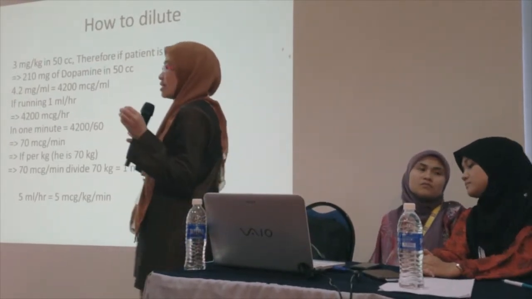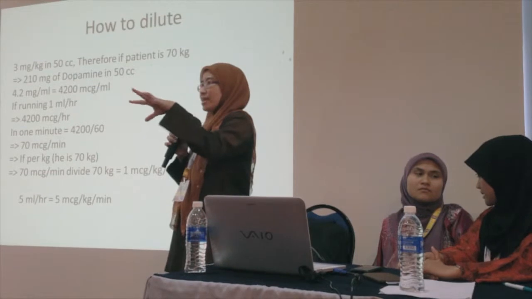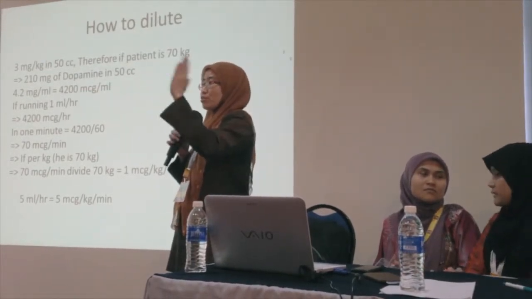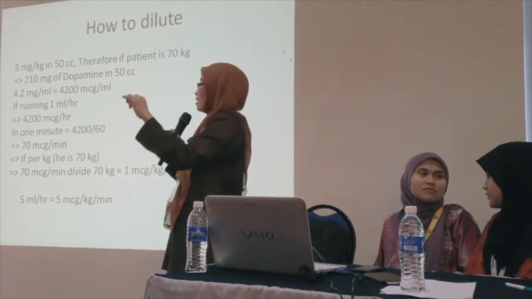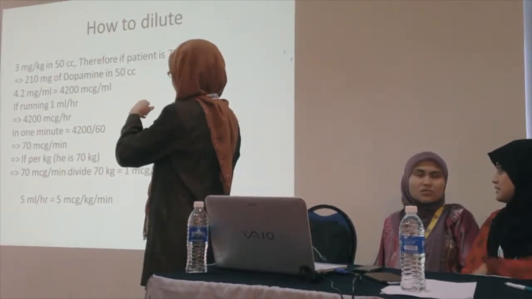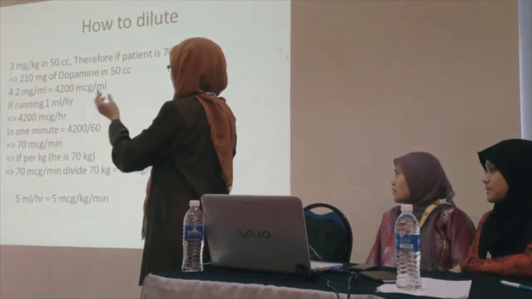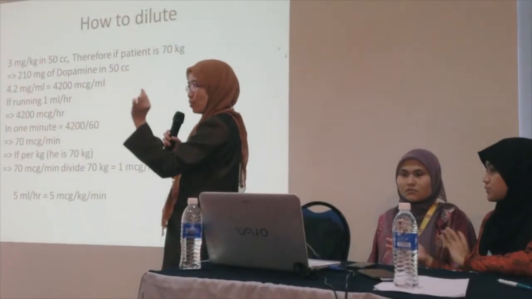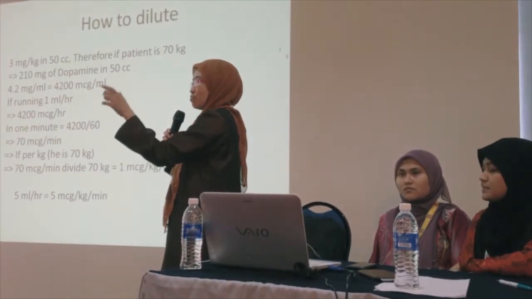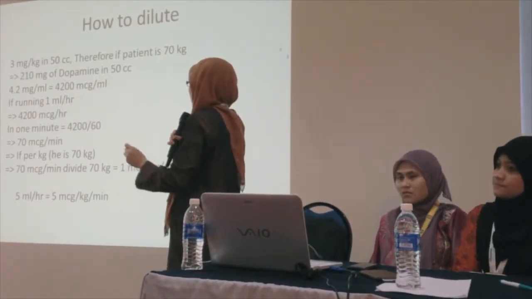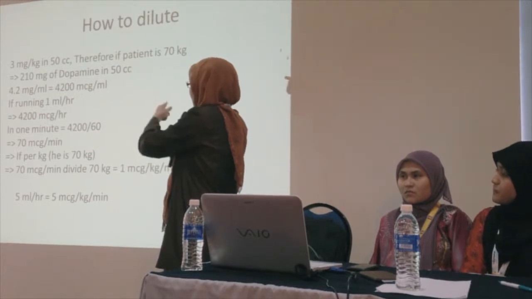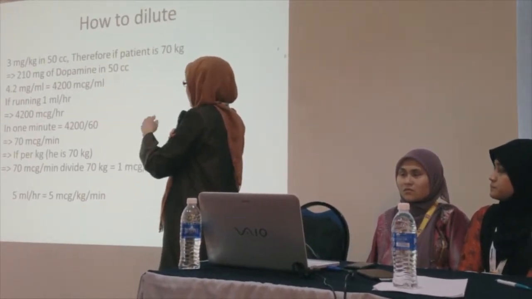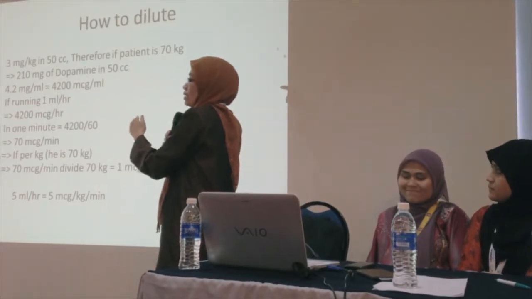Basically kita punya dose kita nak 3 mg per kg. So we roughly guess patient berapa kilo. Patient katakan 70 kilo. So 3 mg per kg, 3 times 70 is 210 mg. So 210 will be 1 ml of dopamine and a bit more lah if you want to be really strict, lepas tu kena buka satu lagi ampule. So 210 mg in 50 cc syringe. So jadi 1 ml is going to be 4.2 mg.